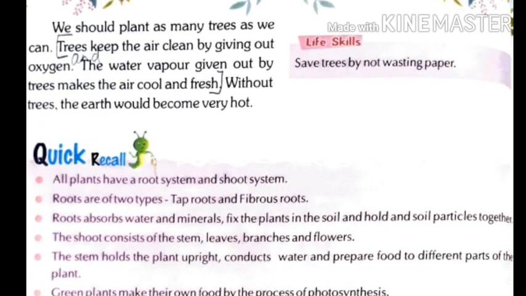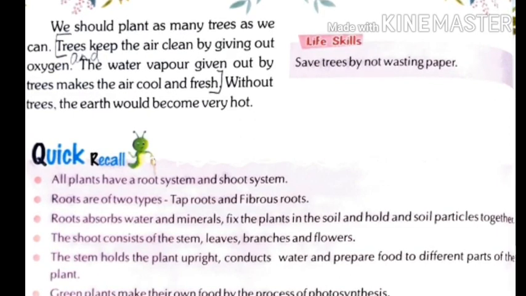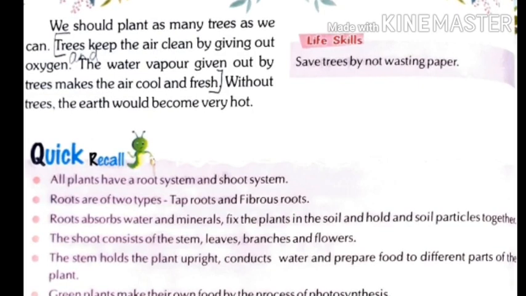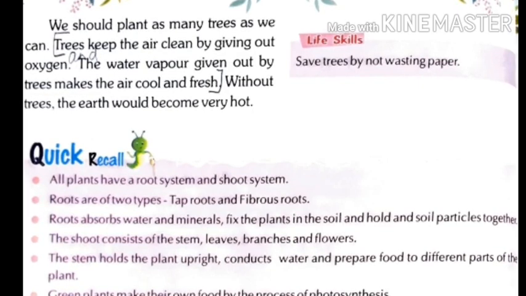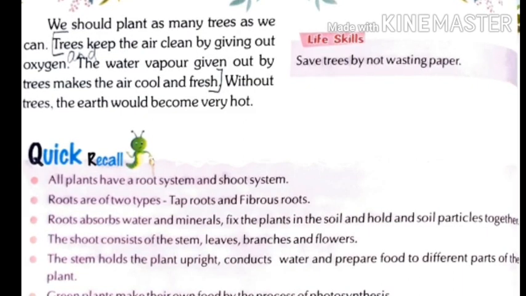See this life skill also. Save trees by not wasting papers. So if you are wasting papers, that means you are not saving the trees. So this is all about lesson number 6. Now we will discuss the question answers.